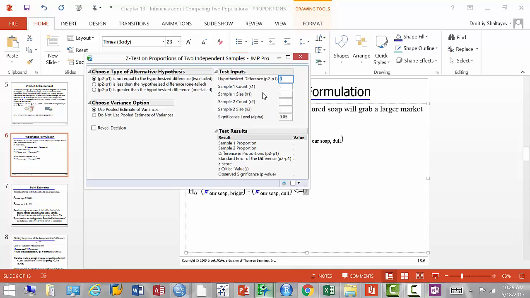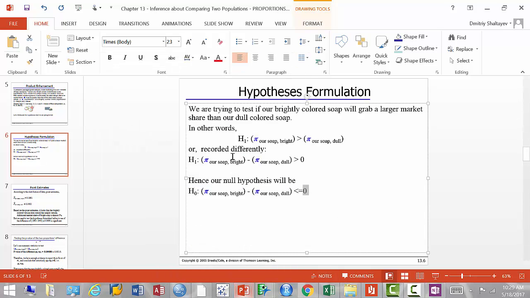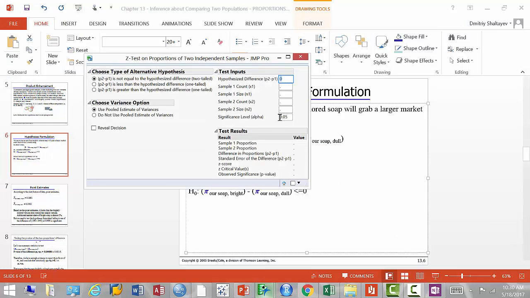Okay, good. Now, it says you're going to test the difference, P2 minus P1. So according to my records, this is my P2, right? What comes first, so that I'm consistent with what JMP is saying. And that's my P1. Okay, so P2 is sales of the brightly colored soap. And P1, to be consistent with JMP, is sales of the dull colored soap. So I have to enter bright colored soap as P2, right? So I'm going to go back. So here is my P2. That should be numbers referring to the brightly colored soap.